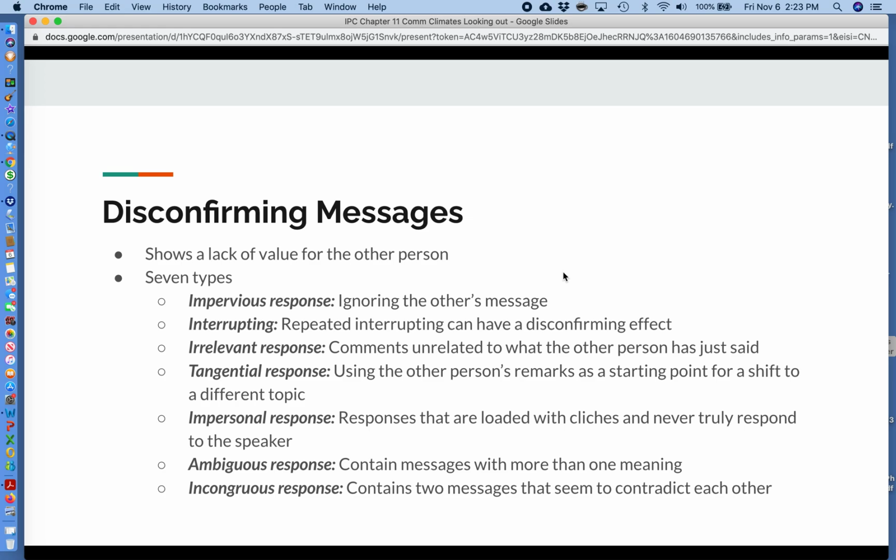There are ambiguous responses. These are responses that contain more than one meaning. You can interpret them in different ways. And then finally, the incongruous response, which contains 2 messages that seem to contradict each other. So again, these are all forms of disconfirming communication. So these kinds of messages suggest to the person who receives them that we don't value them.